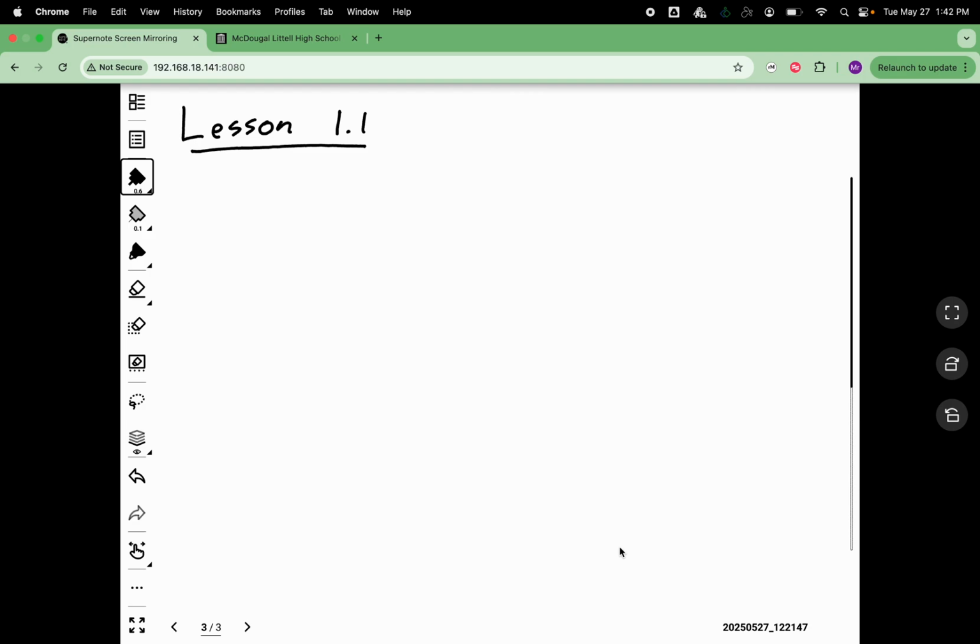Back to learning algebra. Let's make it fun again. So this is on 1.1 and this is on page 2 if you're following along. Today we're going to be talking about variables.